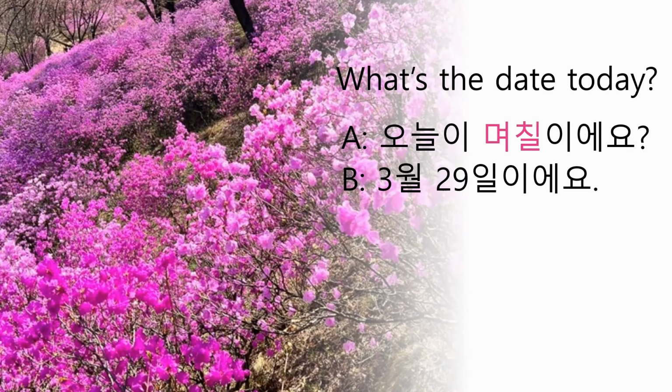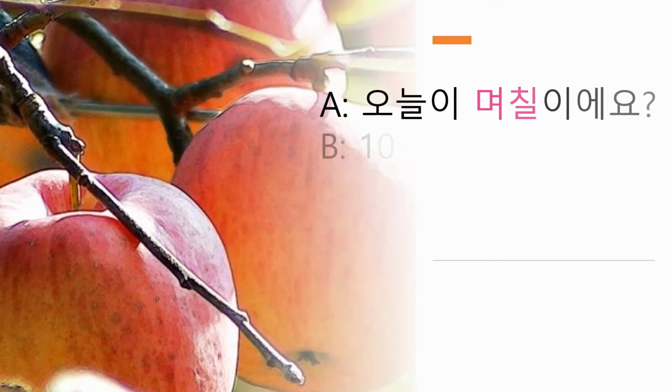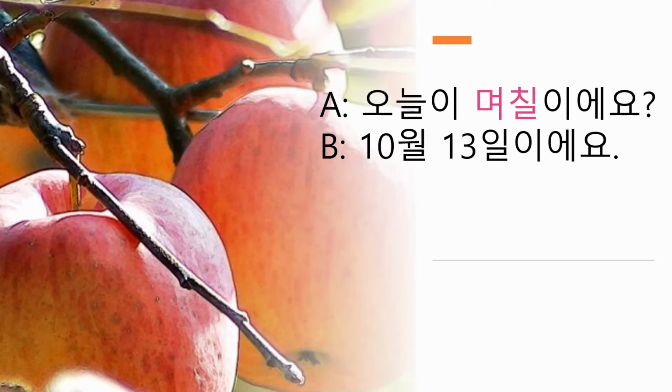What's the date today? Would be 오늘이 며칠이에요? 오늘이 며칠이에요? You can answer 3월 29일이에요. 3월 29일이에요. 오늘이 며칠이에요? 10월 13일이에요.